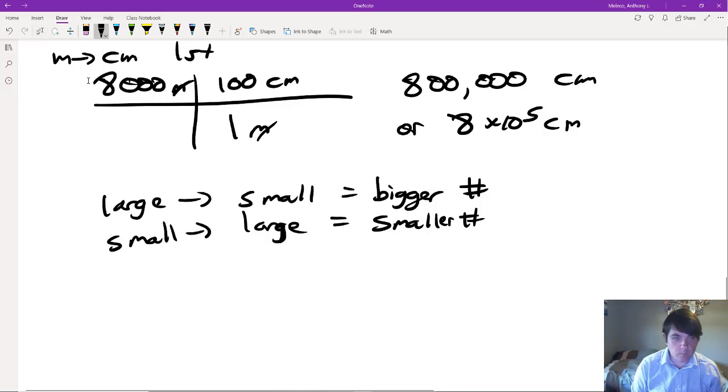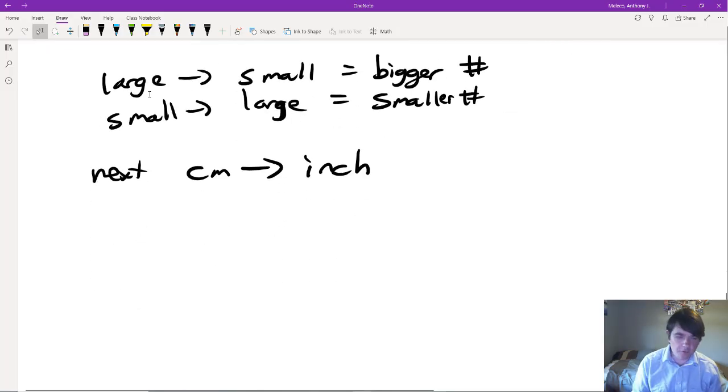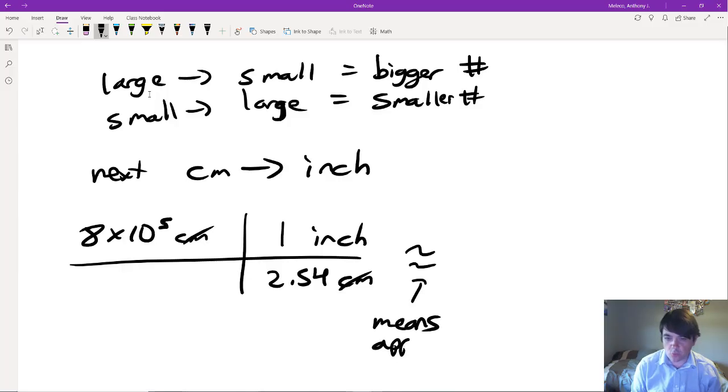So anyway, next up is centimeters to inches. Now, of all the conversions, I never memorize anything, but this is actually one conversion I have memorized. I don't know why, but I have. The conversion between centimeters and inches is 2.54 centimeters per 1 inch. Why have I memorized that? I have no idea. These squiggly lines here mean approximately. That means I've done some rounding.